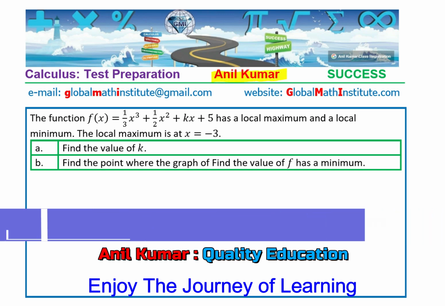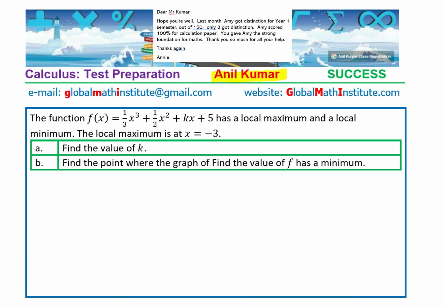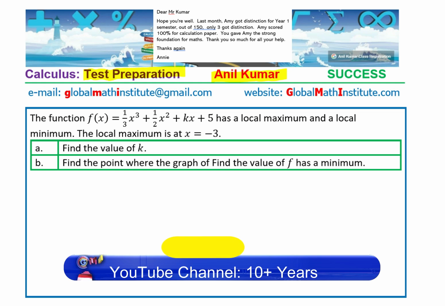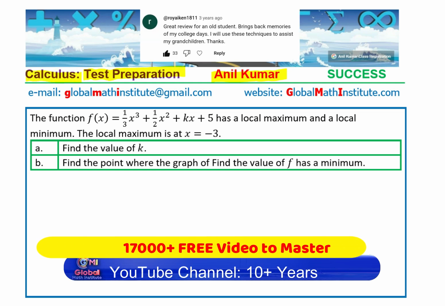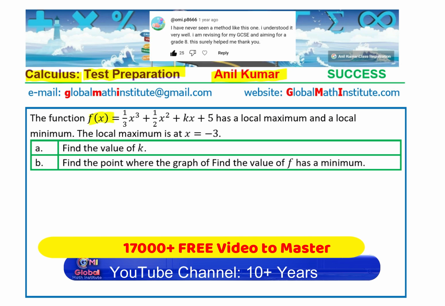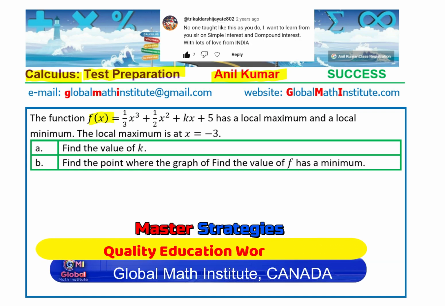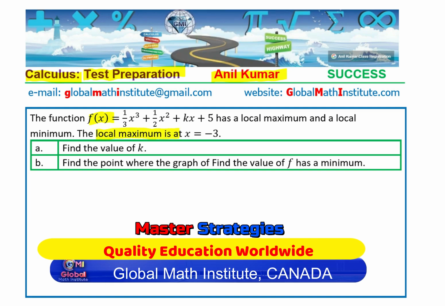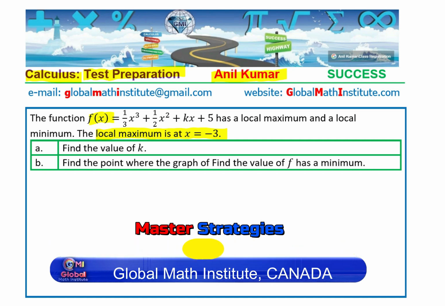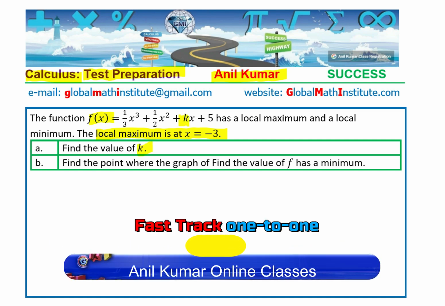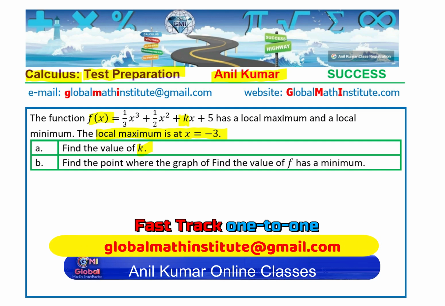I am Anil Kumar, and in this video, I am going to share with you a test question to prepare for calculus. The function f of x is a cubic function, 1 over 3 x cubed plus half x squared plus kx plus 5, and it has a local maximum and a local minimum. The local maximum is at x equals minus 3. Two parts. First is find the value of k, which is not given to you in the function. And part B is find the point where the graph of f has a minimum.